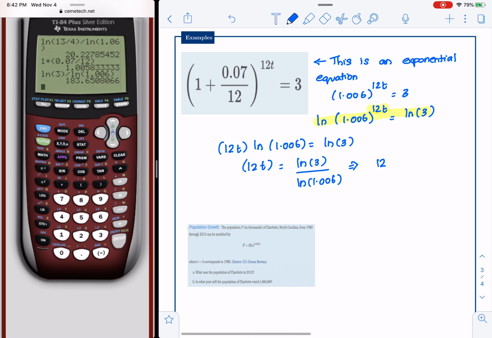Which would mean 12t is equal to 183.65. Divide by 12 on both sides, so 183.65 divided by 12 would equal 15.304.